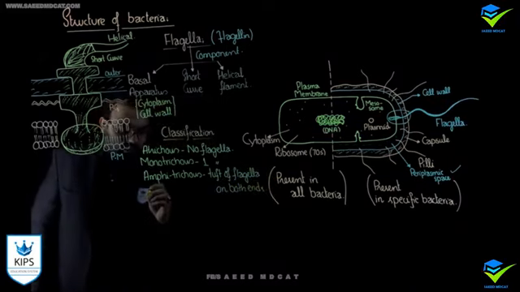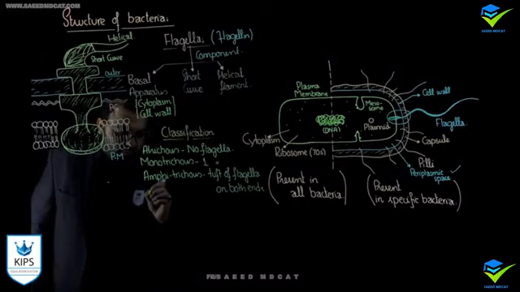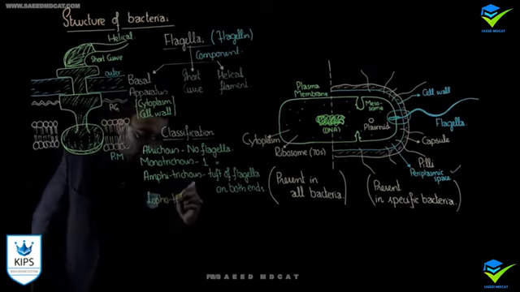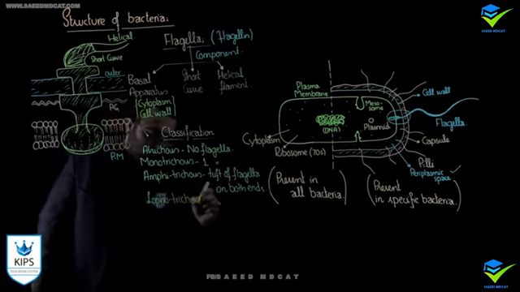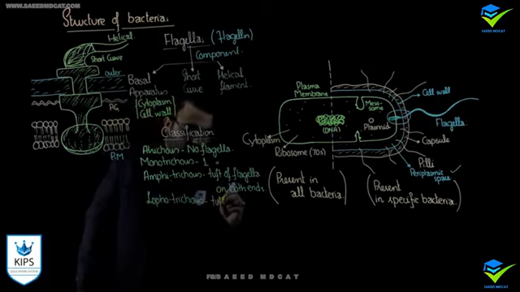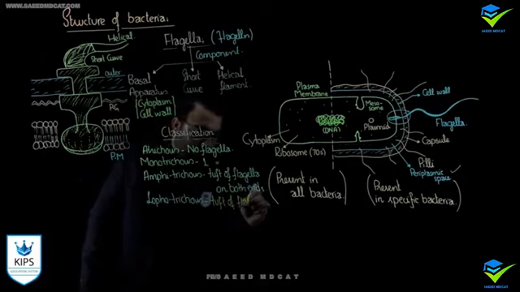The third type is lophotrichous. They have a cluster or tuft of flagella on one end.